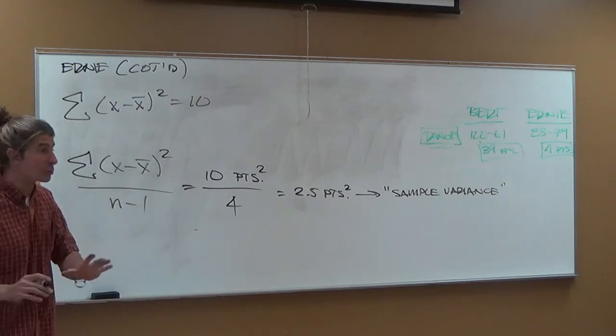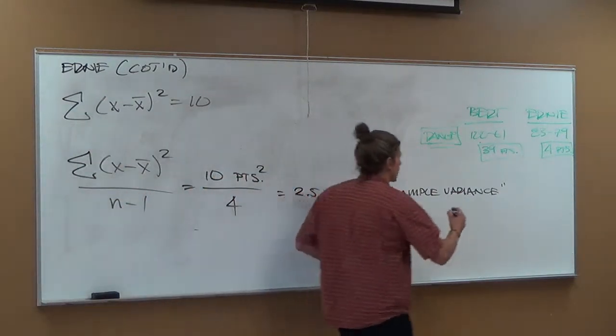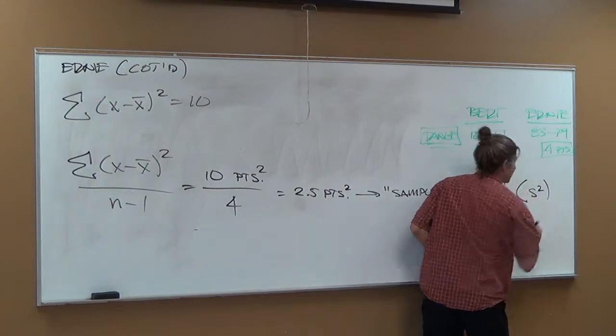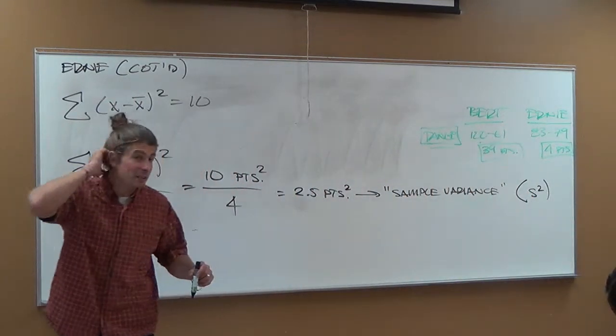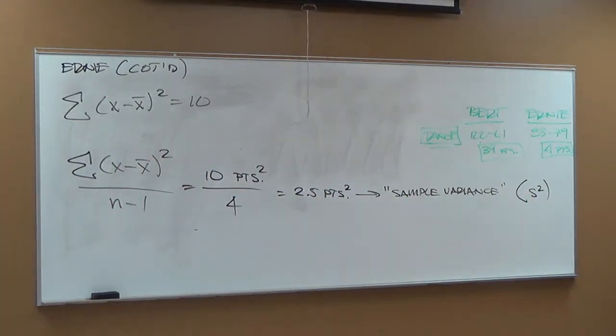But it does have a special symbol because it does get used quite a bit. It's called little s squared. Little s. And little s is a nice one. Sample variance. Say that again? Can you just put the little s? Oh yeah, we'll put it in both places in a second. I want to add it to Bert and Ernie's.